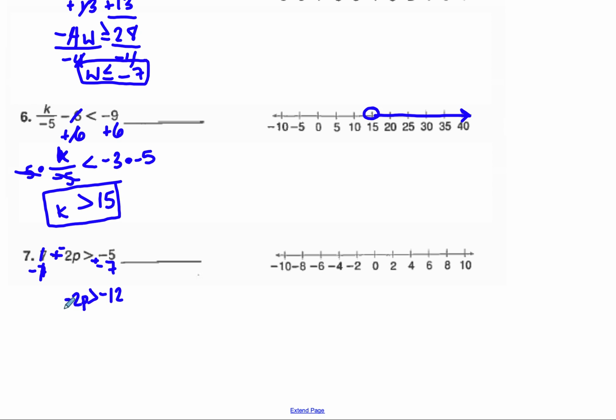All right, now I need to divide. I have a negative 2 in front of my p, so I'm going to divide by negative 2. When I do that, my inequality sign is going to change. So instead of greater than, now it's going to be less than. Negative 12 divided by negative 2 is positive 6. My inequality sign flipped because I divided on both sides by a negative. I've got an open circle here, and then it is p is less than 6, less than to the left.